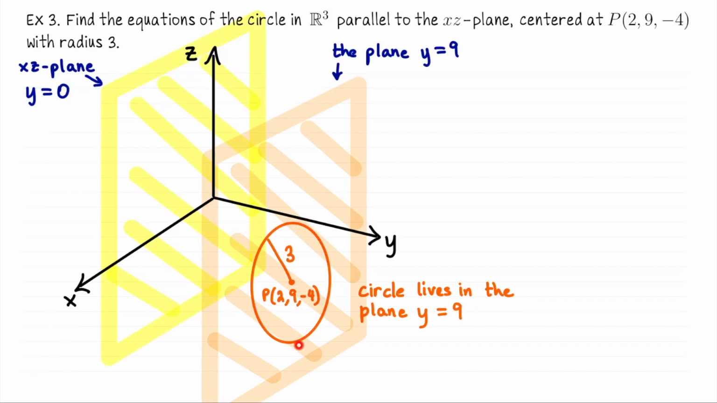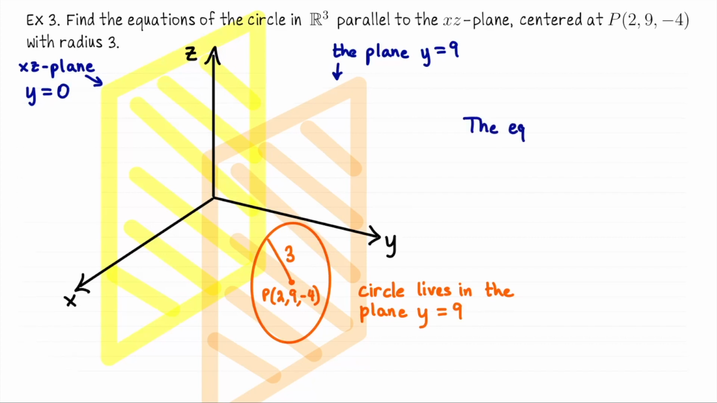Now, what is actually giving us the circular shape that we're looking at here? It's the behavior of the x and z coordinates. So our x and z coordinates are going to satisfy the equation of a circle of radius 3 with a center at (2, -4). I'm saying 2 and -4 because here we're just going to write down a circle living in the xz plane, and then we'll specify that that happens in the plane y equals 9.